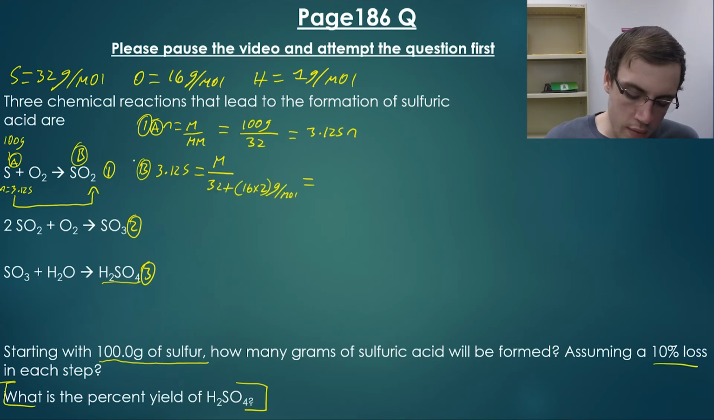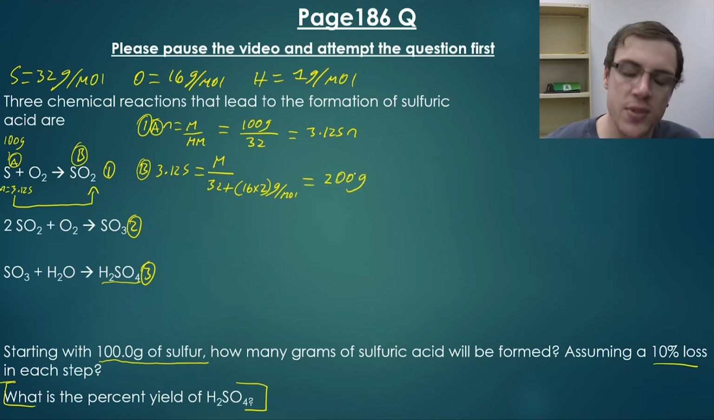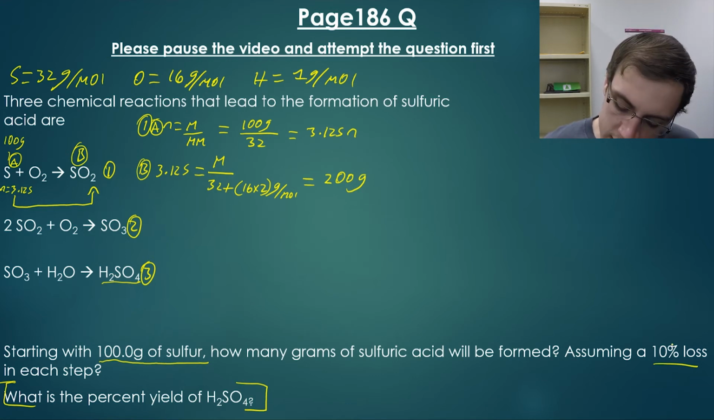And we move it over to the other side over here. It's going to turn into a multiply. That's going to give us 200 grams. Now, this is where we need to be a bit careful here because of what this question says.